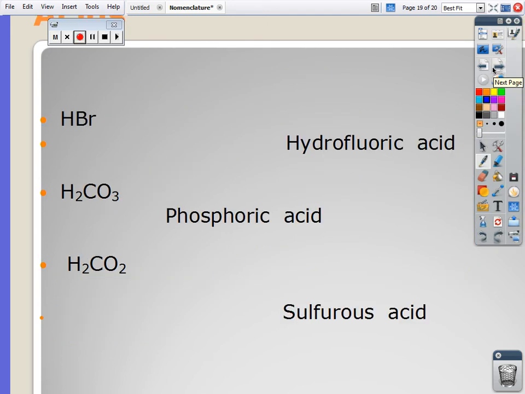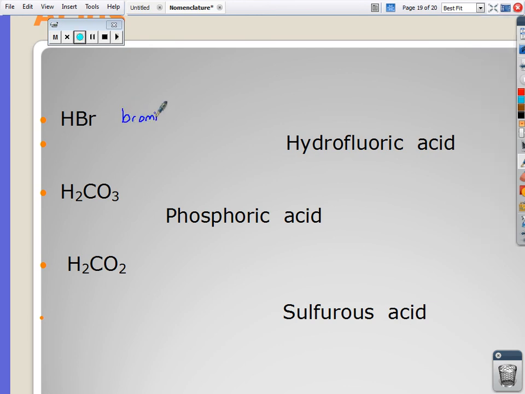So let's practice. I'm going to go through this quickly. You can pause it. HBr, that's hydrogen bromide. Now I'm not going to write the word hydrogen here. I'm just going to write the endings. Hydrogen bromide, hydrogen carbonate, and hydrogen carbonite. So what do we say about the endings? If it ends in "ite," I'm going to invite us over to your house.